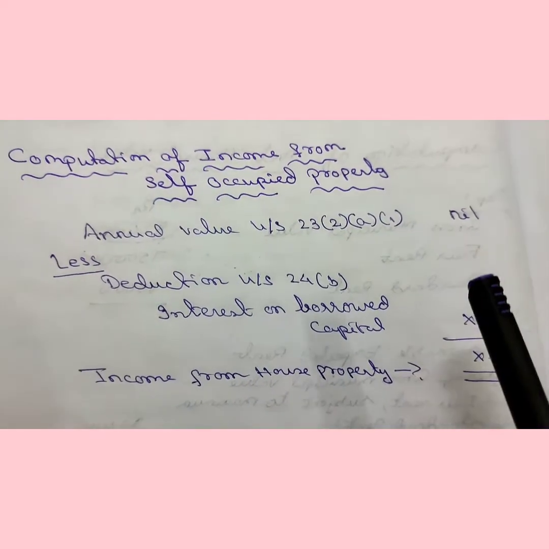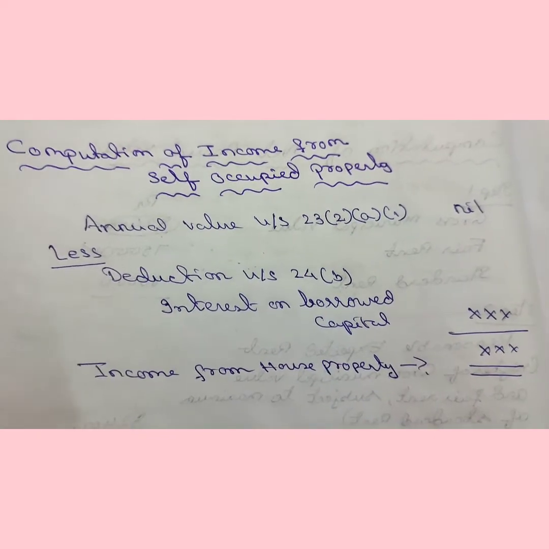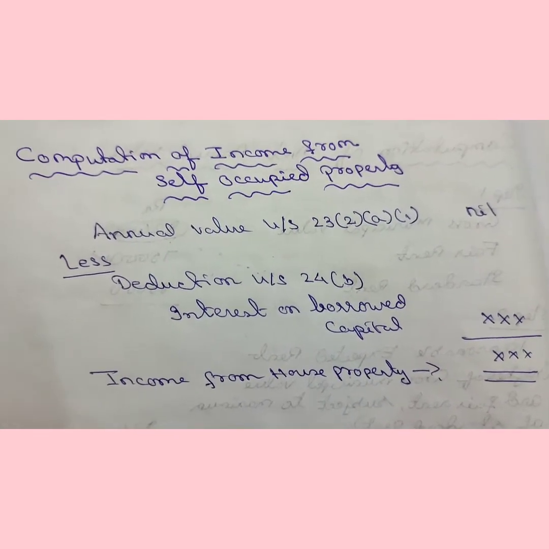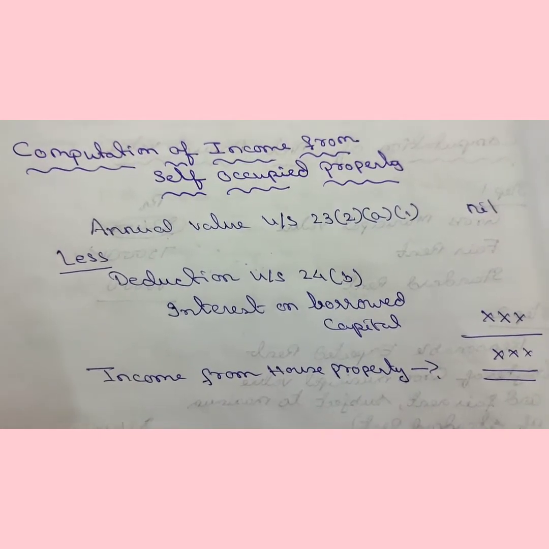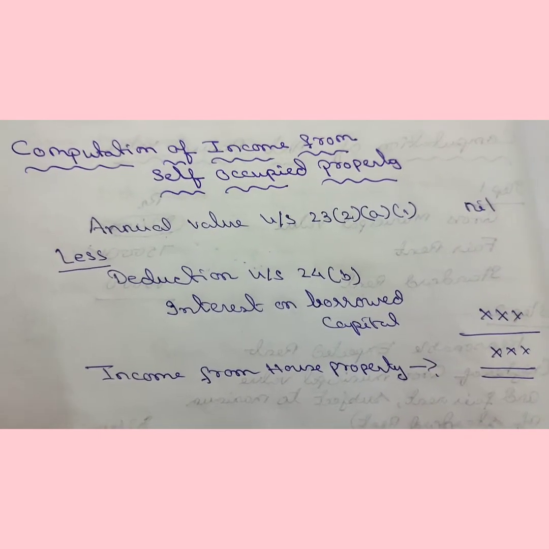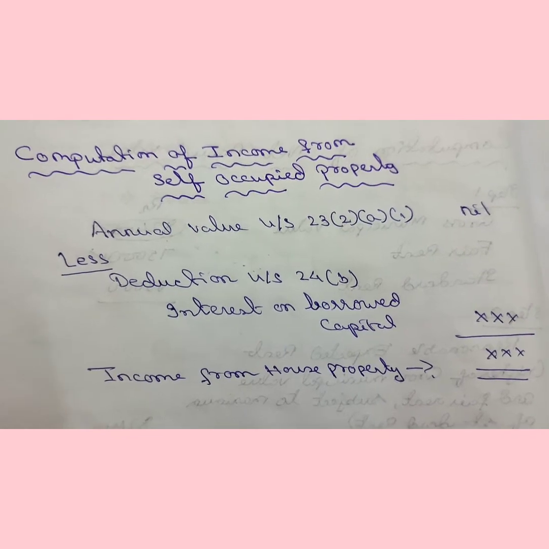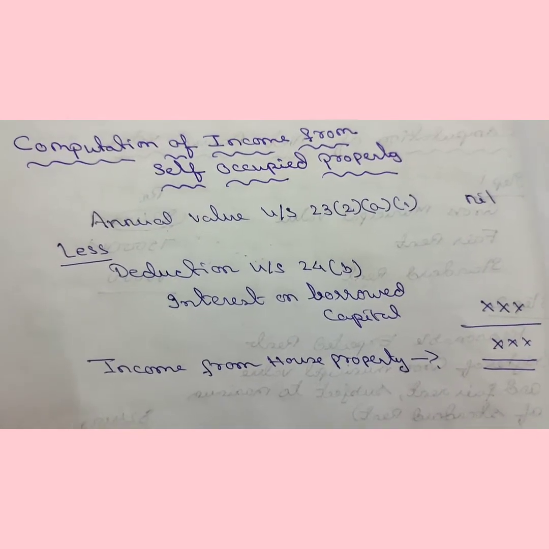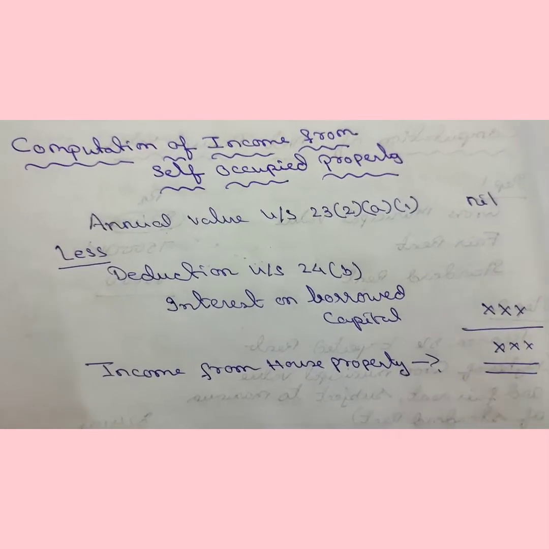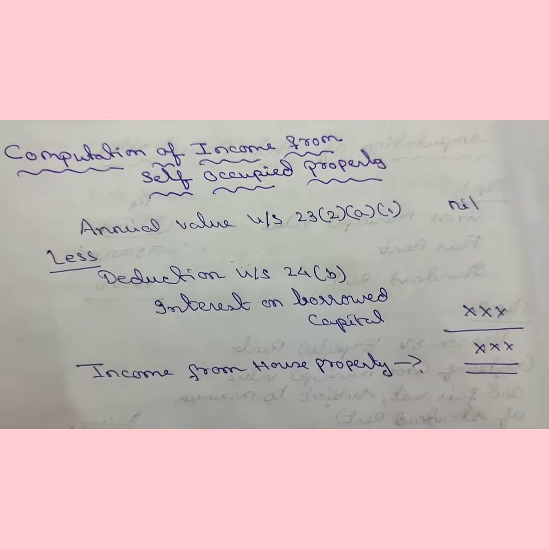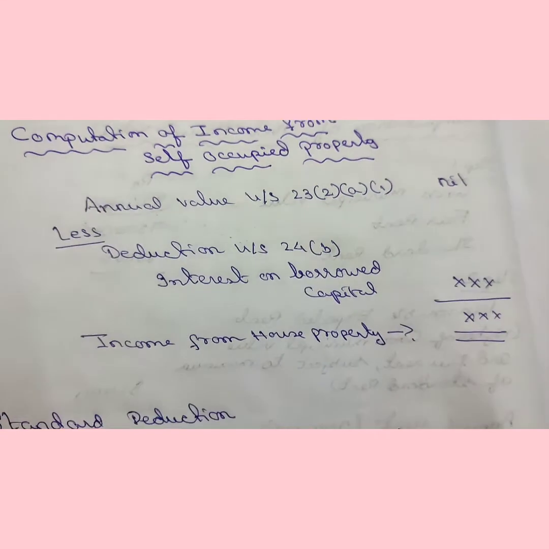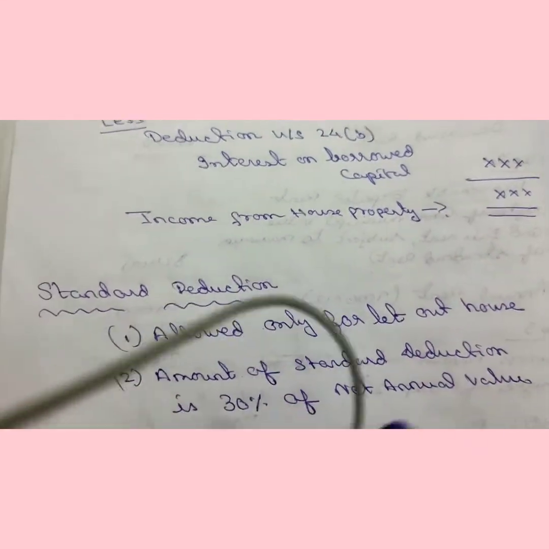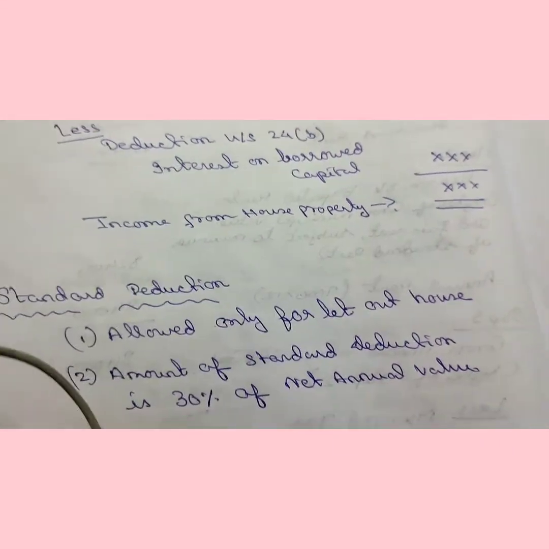So this is self-occupied property. Now if any question comes asking what is the annual value of self-occupied house property, your answer will be nil or zero. বাংলায় আমরা বলবো শূন্য। নিজের বসবাসের জন্য যে বাড়ি, তার যে অ্যানুয়াল ভ্যালু বা বার্ষিক মূল্য, সেটা হচ্ছে শূন্য। এটা আমাদের মনে রাখতে হবে.